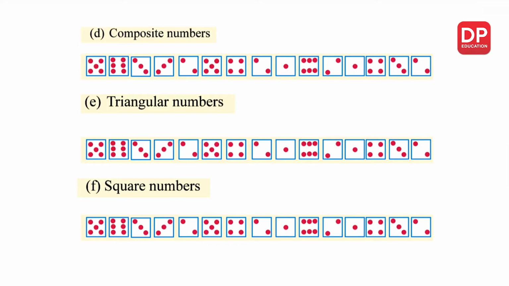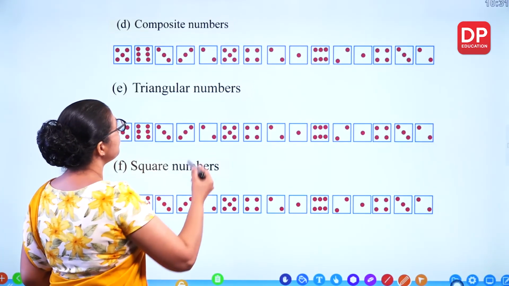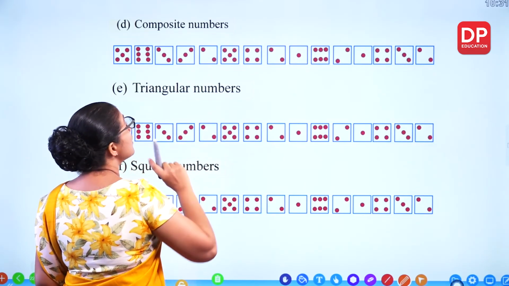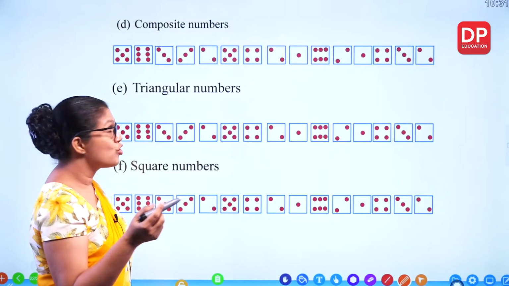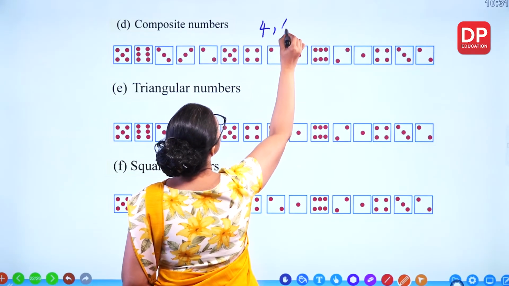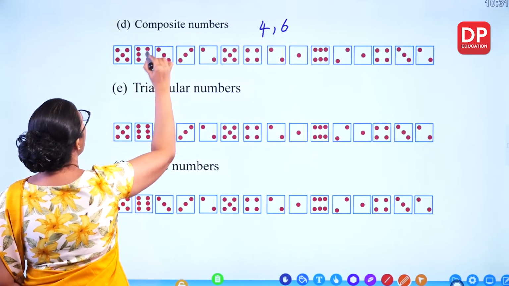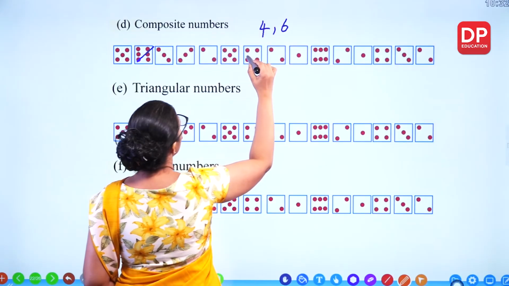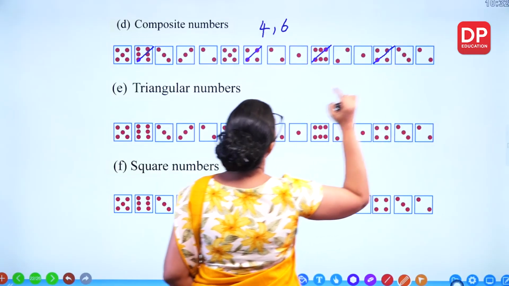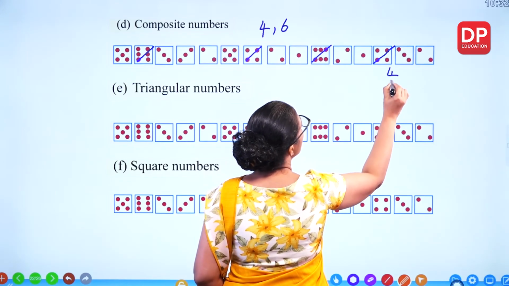Composite numbers. What are composite numbers? Numbers that are not prime. But we don't take 1 as the composite number. So there are factors more than 2. So 4 and 6, those are composite numbers we can take. So 4 and 6. 1, 2, 3, 4. 4 occurrences out of 15.